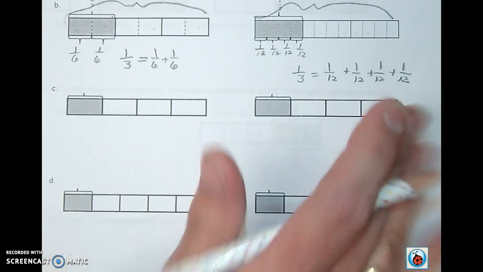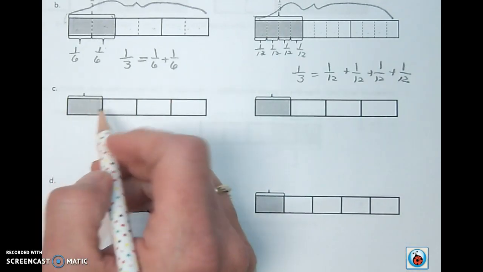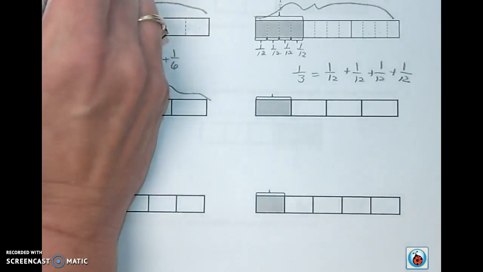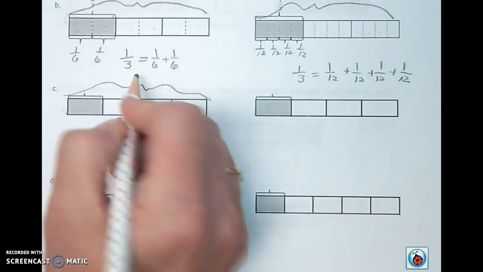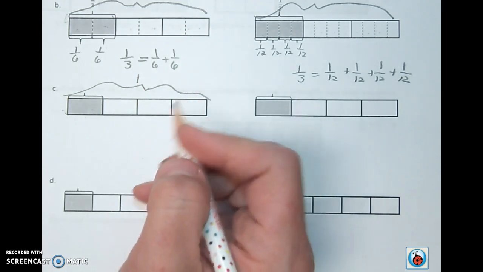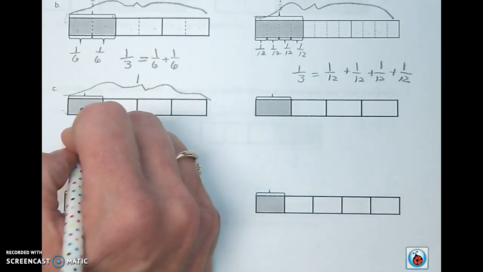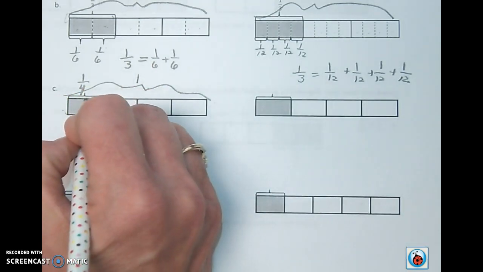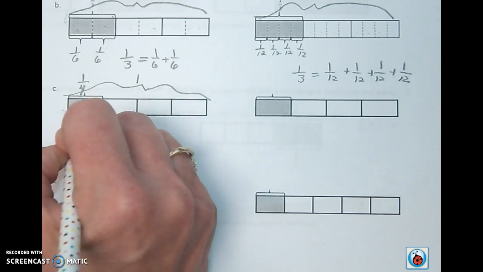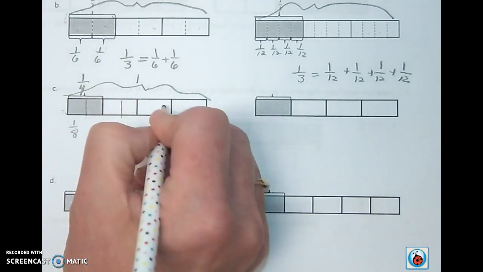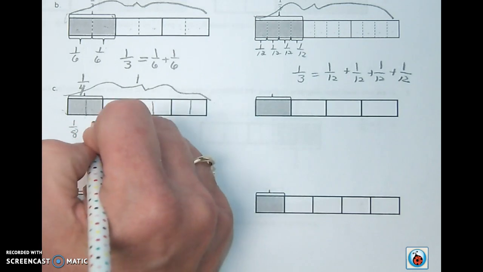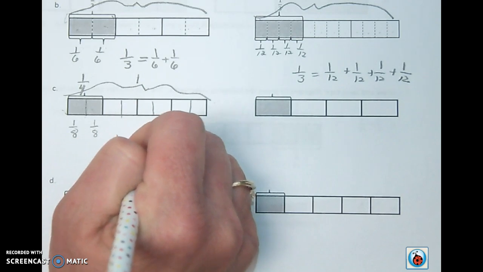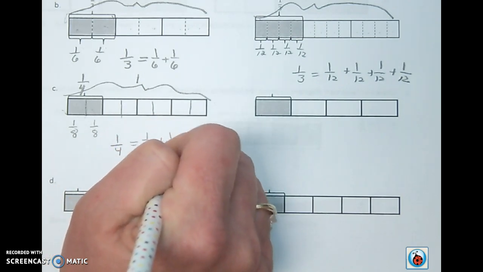Letter C. So what is this fraction of this? This whole thing is the whole. Remember, it says at the top in the directions that each diagram represents 1 whole. So if this is a whole, then this is 1/4. And if I break this up in half, they become 1/8. So I have 1/4 equals 1/8 plus 1/8.